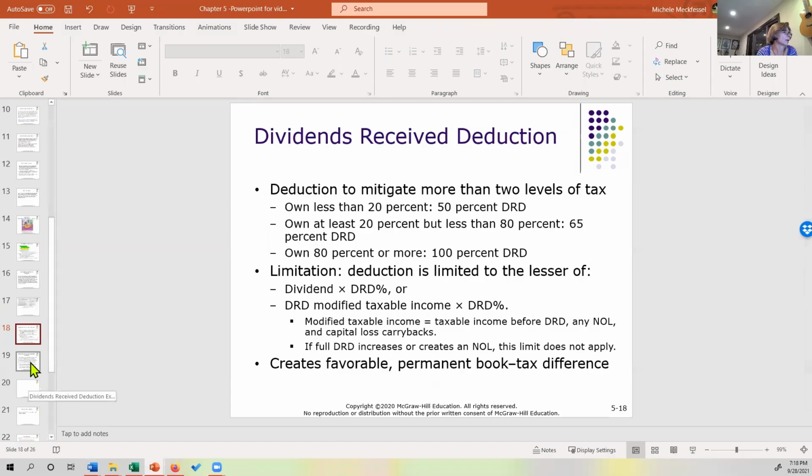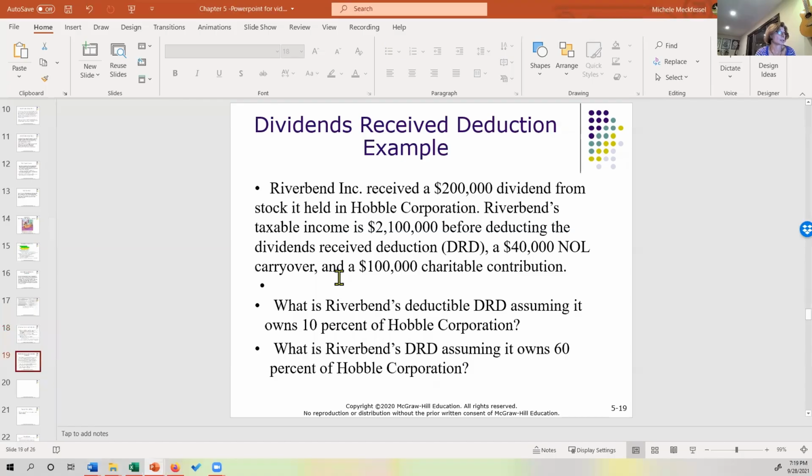Remember that we have multiple levels of this dividends received deduction. If you own less than 20%, you get a 50% dividends received deduction. If you own at least 20% but less than 80%, you get a 65% dividends received deduction. And if you own 80% or more, you get a 100% dividends received deduction. Remember too that there are some limitations. So let's look at an example.